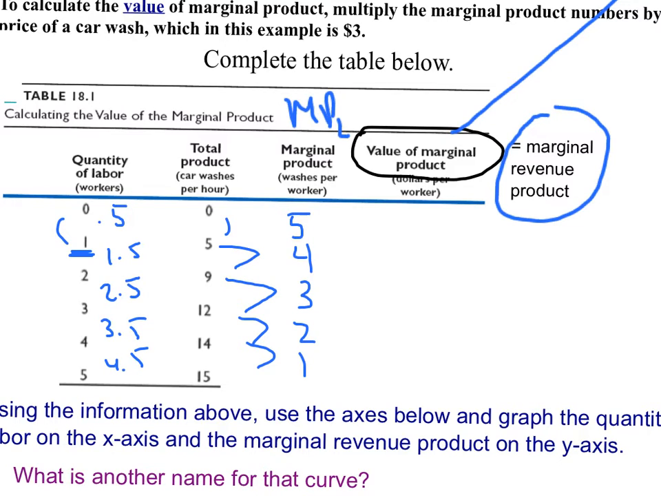To find the value of the marginal product, which is the same as the marginal revenue product, which means how much additional money is the firm going to take in? Well, we know the $3 was the price, so we just multiply this column by 3. So 5 times 3, of course, is 15. We have 12. We have 9. We have 6. And we have 3. So these numbers are the corresponding marginal revenue product values. It's a dollar amount. If you hire that additional worker, the first worker, the company is bringing in $15. The second worker, they're bringing in $12, etc.